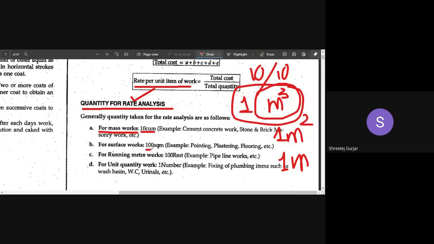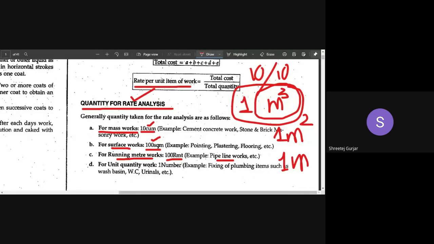You need to write down that we are assuming 10 cubic meter, or 100 square meters, or 100 running meters, whatever you assume. This is the convention that we will be using: 10 cubic meter, or when we are dealing with surface work, 100 square meter, and whenever we are dealing with running meters, we will be assuming 100 running meters. Running meters are used for pipeline works. Whenever you want to calculate the quantity of pipes, it will be calculated in running meters.